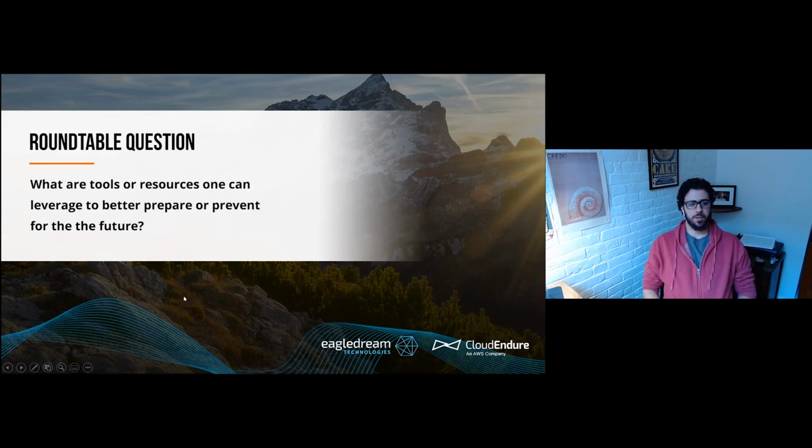What are the tools or resources one can leverage to better prepare or prevent for the future?